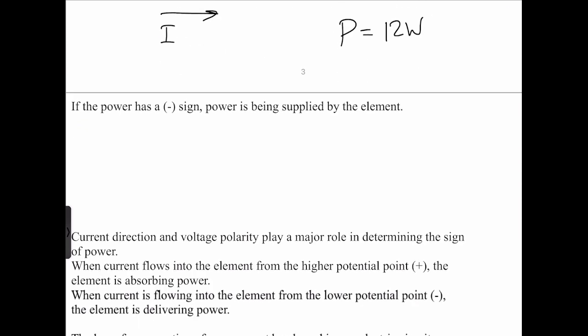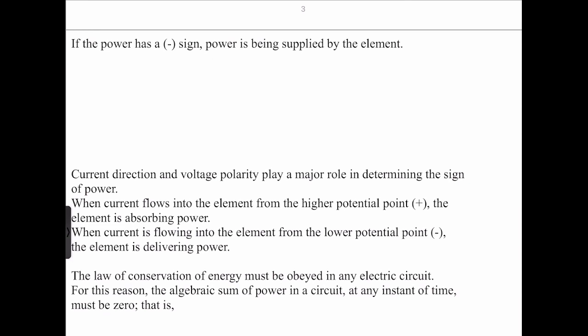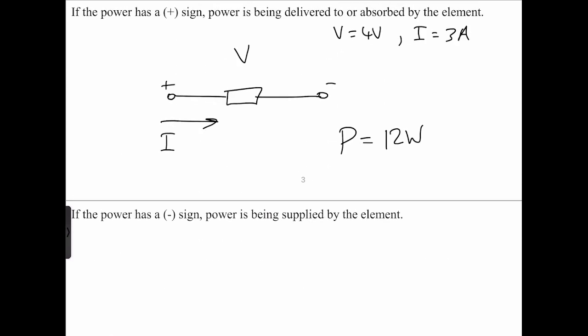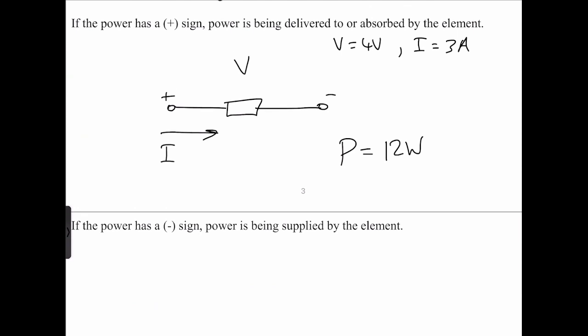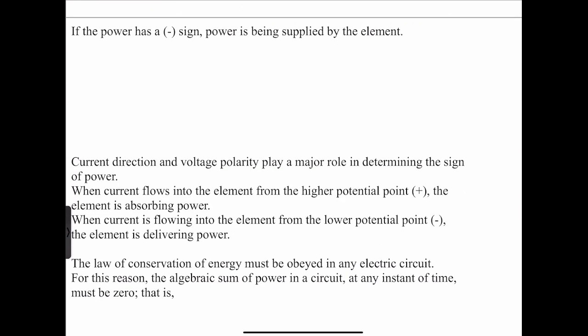Okay, so if the power has a negative sign, the power is being supplied by the element. So the current is flowing out of that element. So in this case, we could say current is flowing in that direction, or either way, you could put it here or you could put it here. And this is I. So thus, P is equal to negative 12 watts.